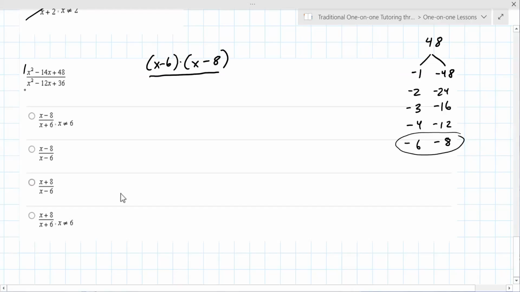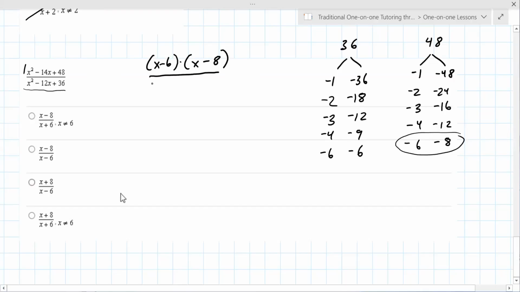Now on the bottom, it's kind of the same deal here. What are all the factors of 36? And you can list them or not, but can you see any of them that add up to -12? Do any of them just jump out at you that you might write down? Like the ones that add up to -12. 2, 3, and 4.